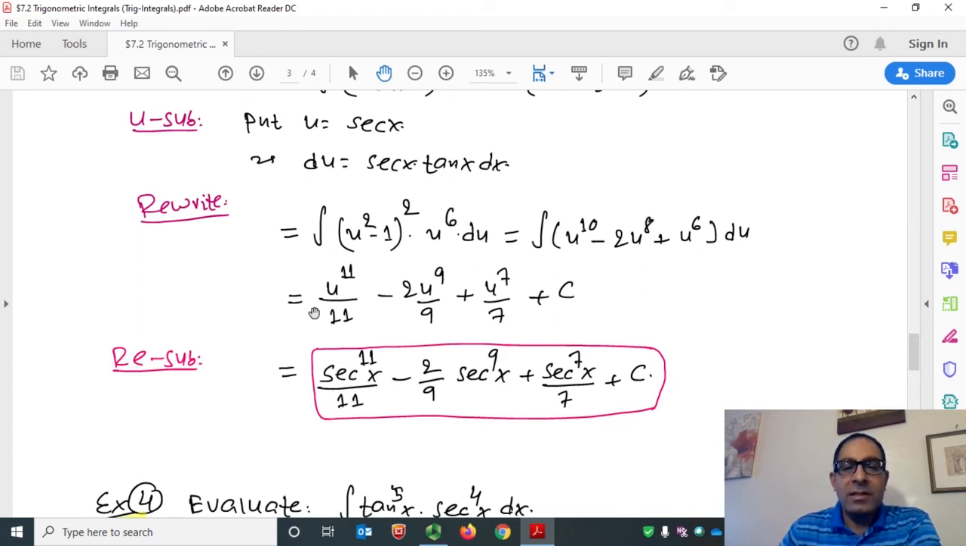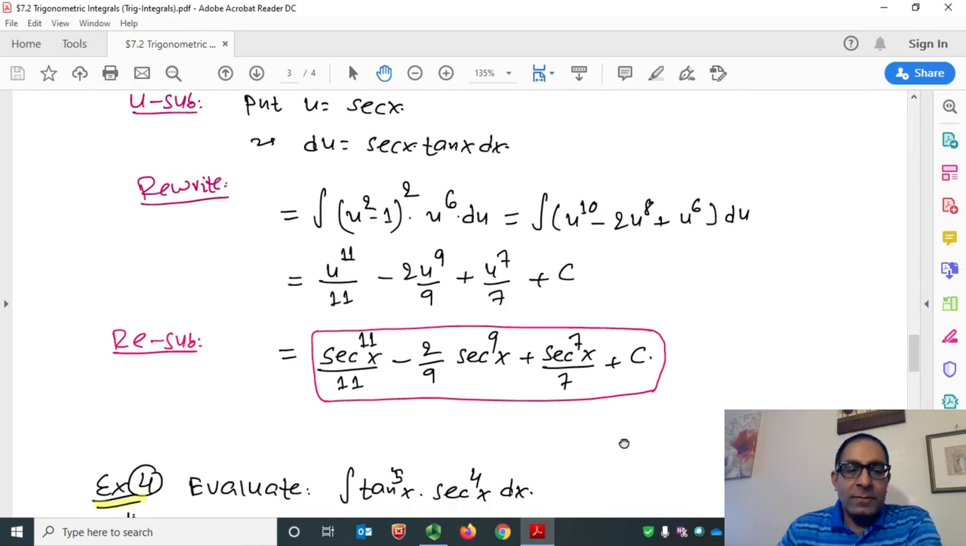In the next step, the integral of u to the power 10 becomes u to the power 11 over 11, minus 2 as it is. U to the 8 becomes u to the power 9 over 9, plus the integral of u to the 6 becomes u to the 7 over 7, plus c. C is a constant of integration. Then resubstitute, u equals secant x. So we get secant to the power 11 x over 11, minus 2 ninths secant to the power 9 x, plus secant to the power 7 x over 7, plus c. Great.